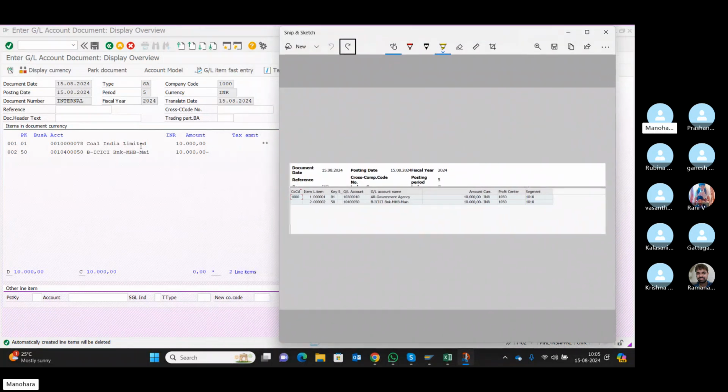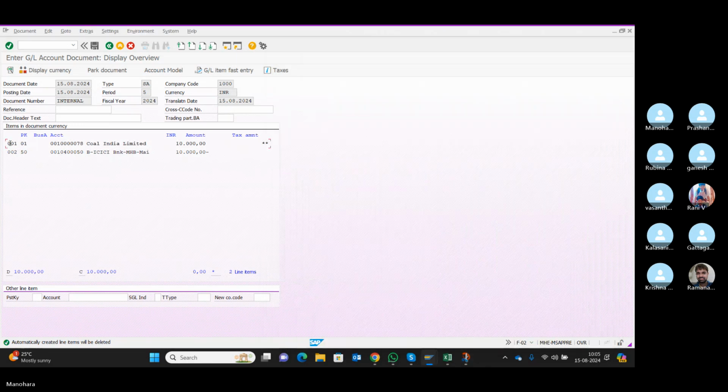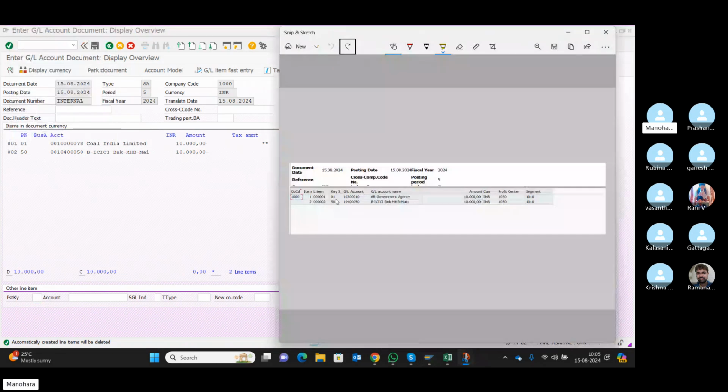Here 01 is the 40, which means vendor invoice. Coal India Private Limited is the subledger. Here it comes to the subledger. What comes here? Government agency, because reconciliation is coming here, not the vendor, right? We are not getting the vendor. 01. So here also 01. See, 01 is there, posting key. 01 is there, posting key. So here also the key is there, posting key. But here it comes to GLs only.